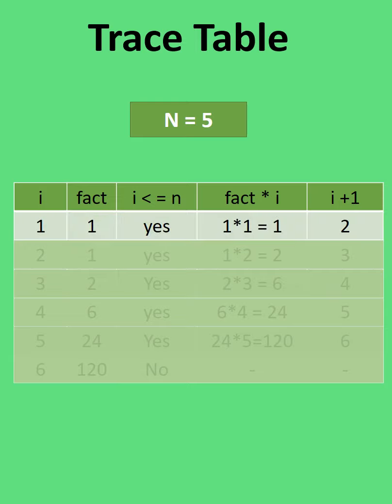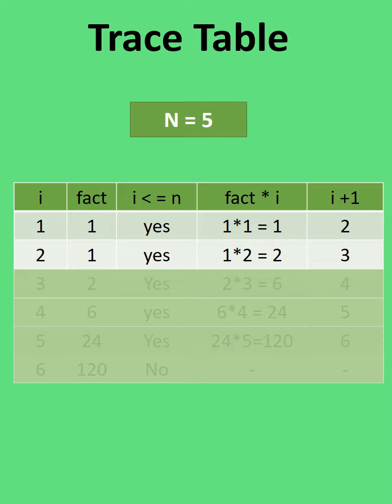We will check if I is less than or equal to n. In this case, we will check 1 is less than or equal to 5. Yes, it is. Then we will multiply fact by I and we will get 1, and we will increment I by 1 to get 2. The second row will start with the new value of I, that is 2. We will check the fact, which is 1 as a result of 1 into 1.